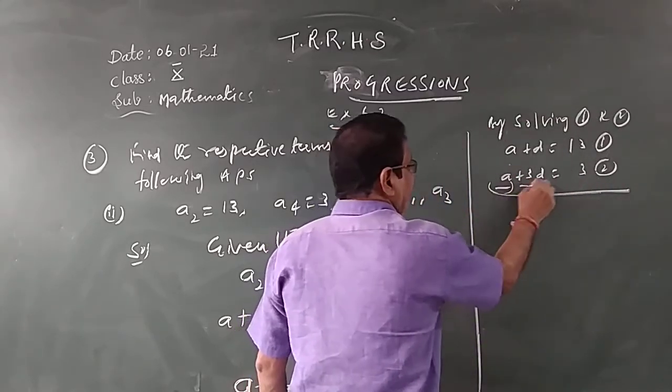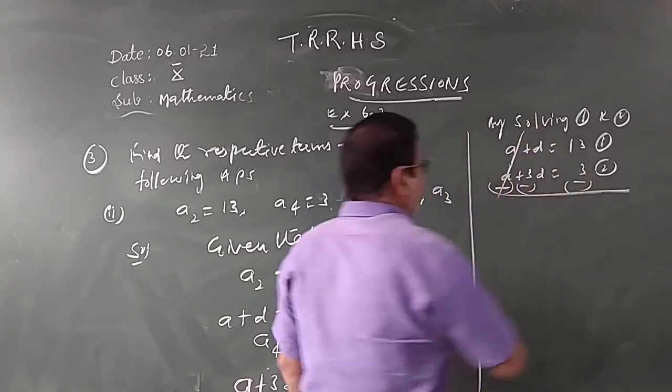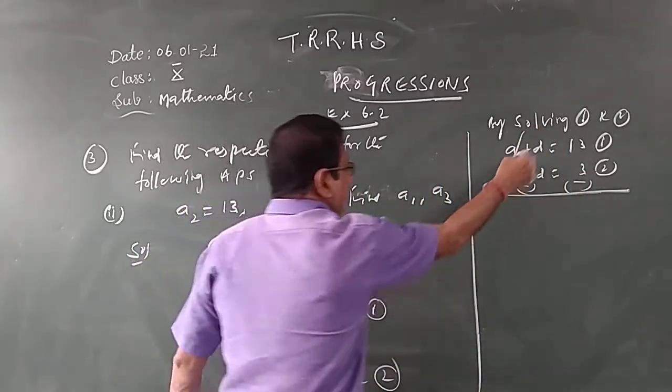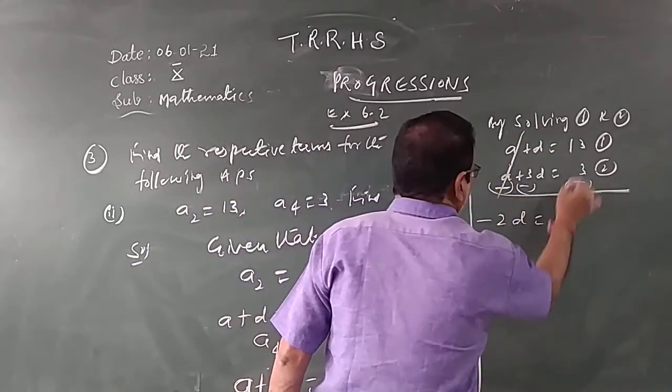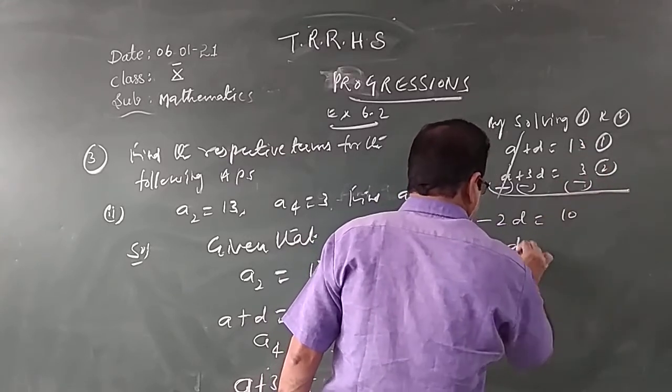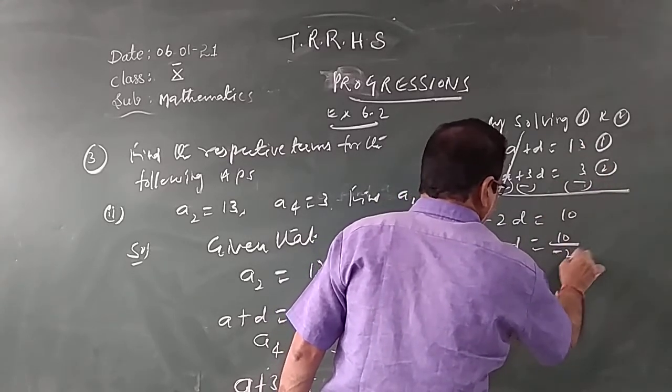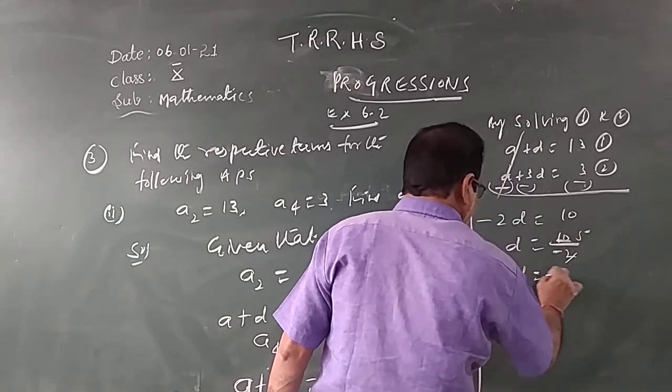Subtract, change the signs: minus, plus. A minus A gets cancelled. Minus 3D plus D is minus 2D. 13 minus 3 is 10. So minus 2D is equal to 10, so D is equal to minus 2.